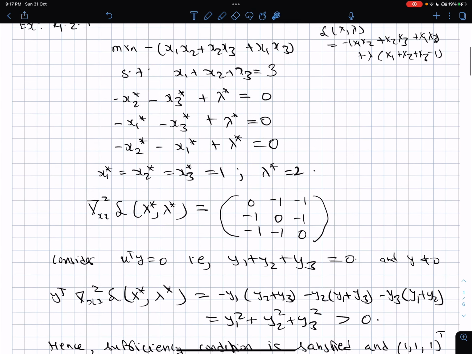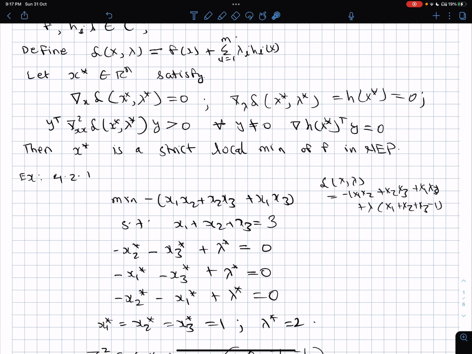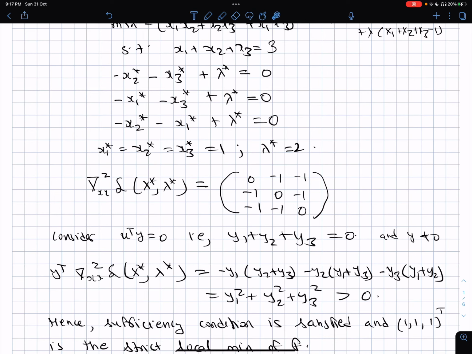Now what is the Jacobian which corresponds to the equality constraint? In this case the constraint itself is linear, so the Jacobian is also going to be 1 1 1, which I call the vector U transpose. U stands for unity, so therefore the null space has to be all the vectors in the null space of the Jacobian of the equality constraints, which correspond to the fact that U transpose y should be equal to 0, or in an expanded form y1 plus y2 plus y3 should be equal to 0.